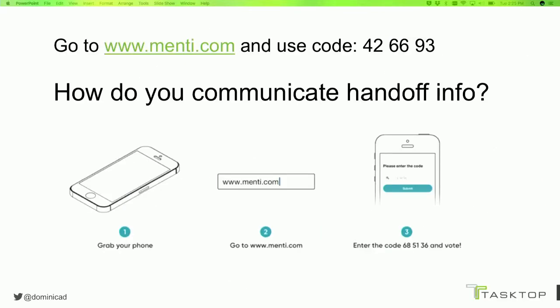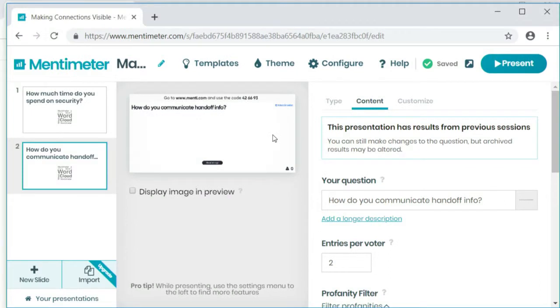And with this, I wanted to do this survey to ask you, how do you communicate your handoffs? So whip out a browser, whip out your phone, and go to menti.com. Menti.com, and you want to use code 426693.